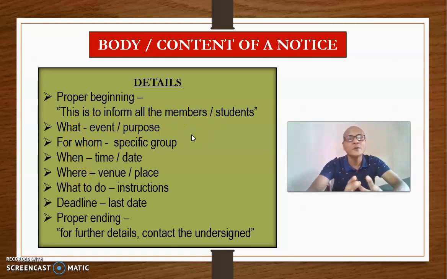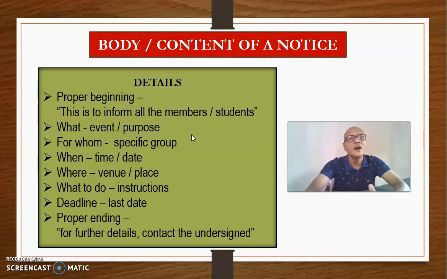Next, your notice must answer some of the questions. Alright, and the first question is regarding what. So you have to specify what exactly is the event about which you are writing the notice. You also need to mention clearly the very purpose of writing your notice. Secondly, your notice must answer the question for whom it is meant. So, the specific group has to be clearly stated for which the instructions are meant.